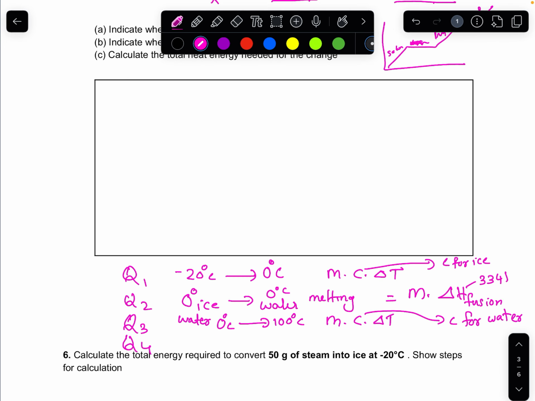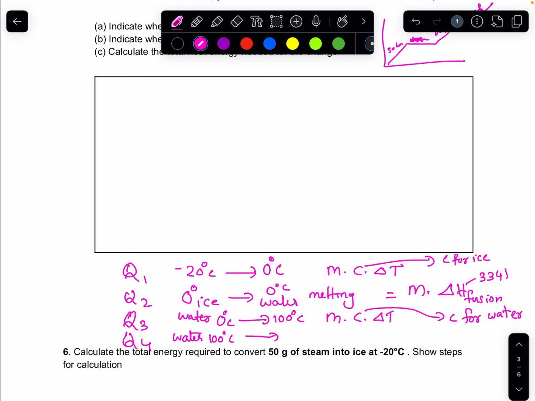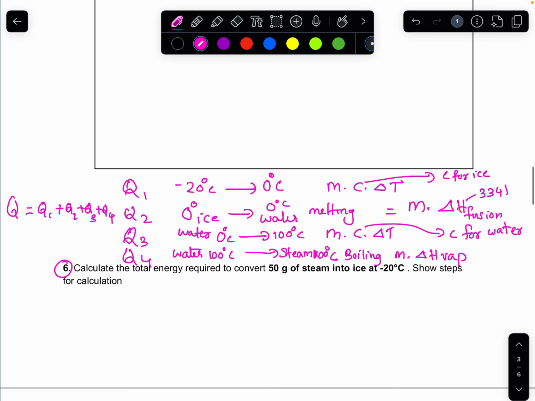Okay, then Q4, now you have water at 100 degrees Celsius. Then you are converting that into steam at 100 degrees Celsius. So temperature is constant. That is called boiling. So you are going to use m times delta H of vaporization, and after that the total energy change will be Q1 plus Q2 plus Q3 plus Q4. That's how you have to do it. So same strategy, use this for this question.